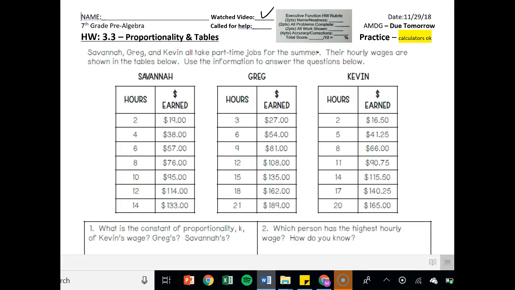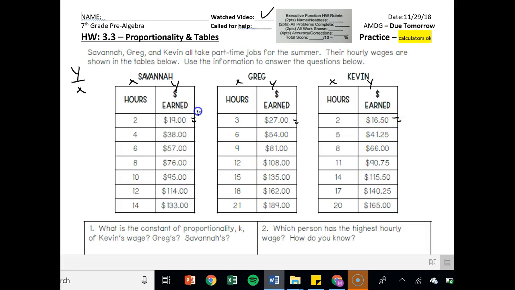So first thing you're going to want to do is make sure you say, hey, this is X, Y, X, Y, X, Y. And then just like in class, the constant of proportionality is just Y divided by X, right? So at least figure out for the first one, what's their constant of proportionality? So 19 over 2, 27 over 3, and 16.50 or 16.5 over 2. For 19 over 2, her hourly wage is $9.50, right? Greg's hourly wage is $9, and then Kevin's hourly wage, 16.5 divided by 2, is $8.25, okay?